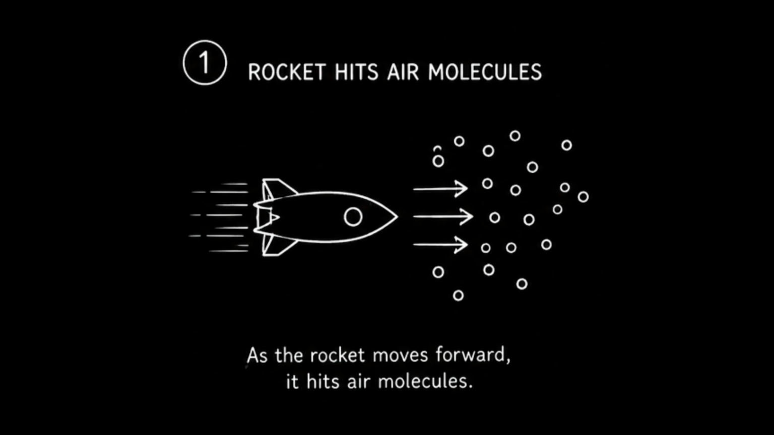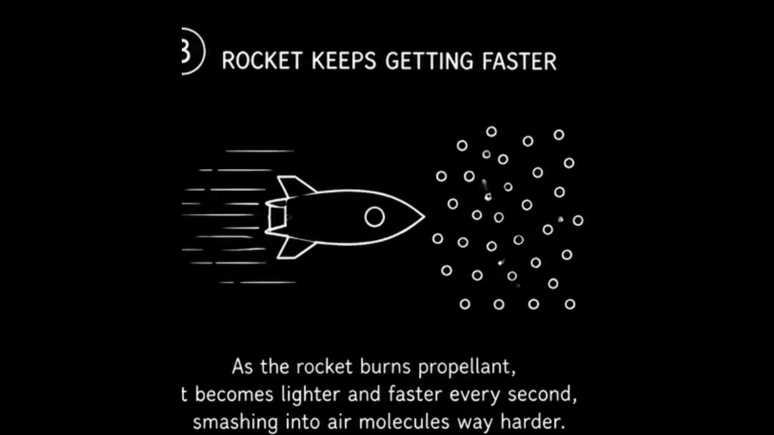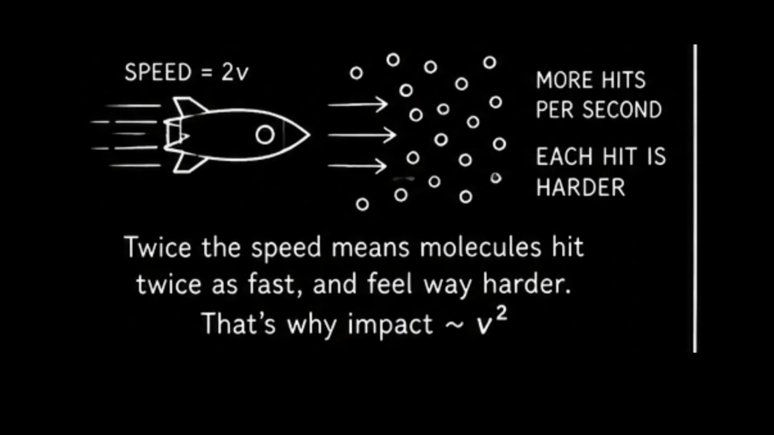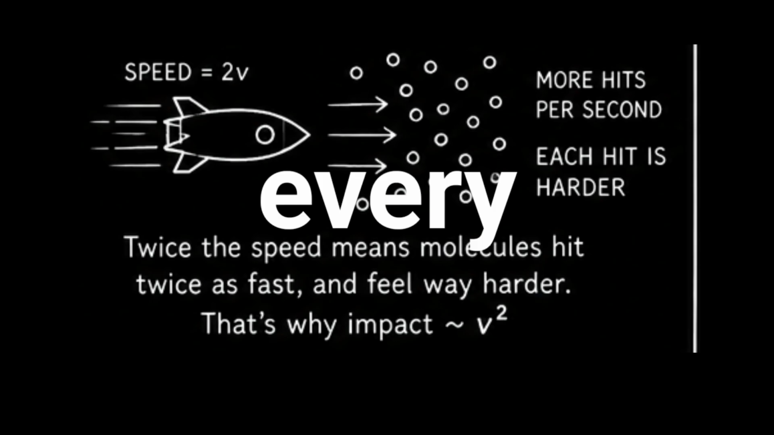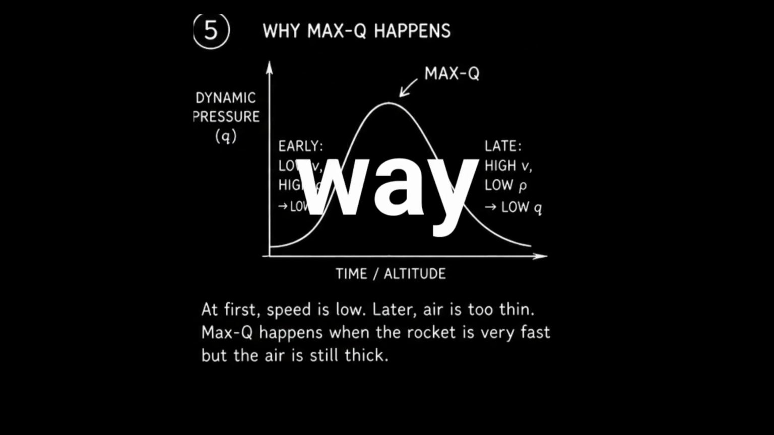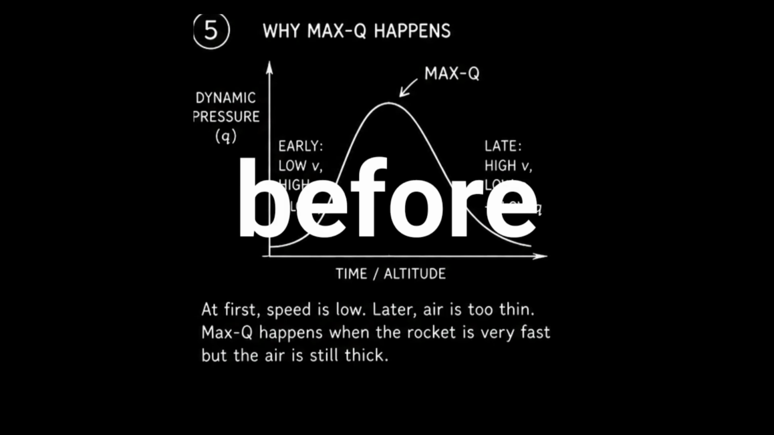It's actually pretty simple. For example, if I'm launching the rocket, it hits the air molecules, right? If the rocket is twice as fast, that means the air molecules hit the rocket twice as fast. And more air molecules hit the rocket every second when the speed of the rocket increases. So it feels way harder than before. Hence the same concept applies to one rocket.